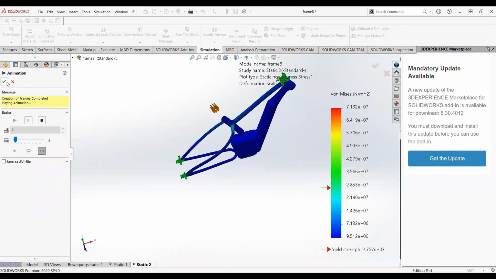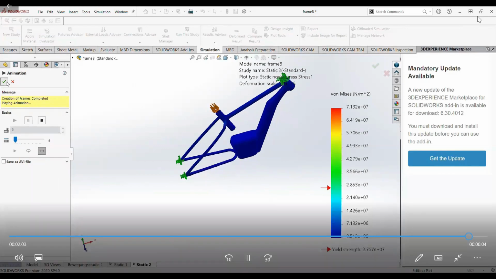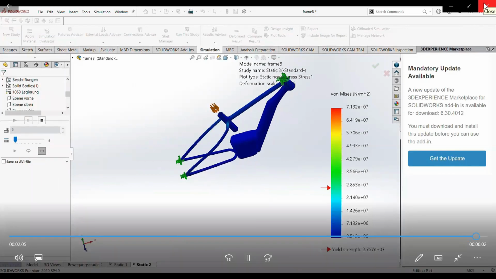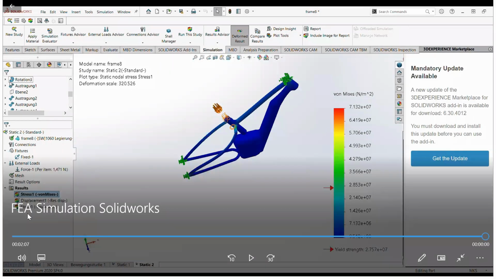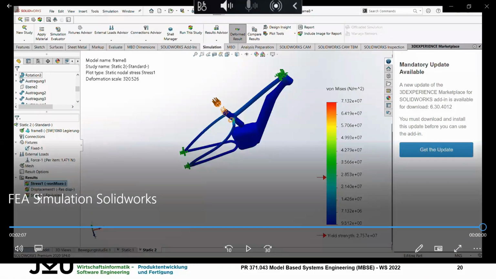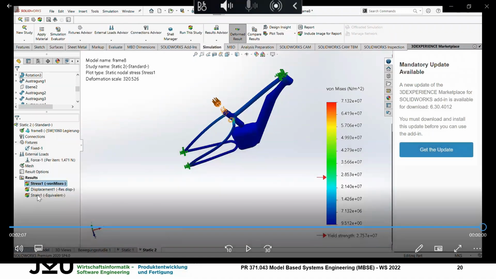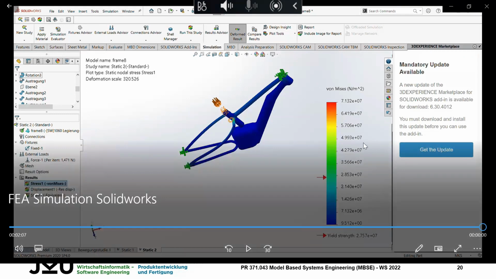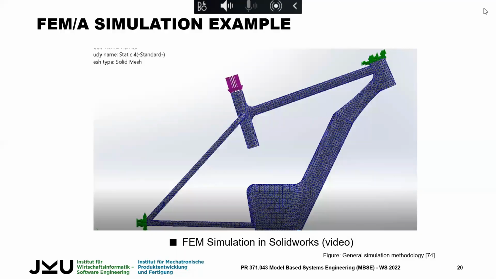So this is how, and here is actually the stress, displacement, and strain. I think you guys already know this stress strain curve. This kind of curve is pretty common.